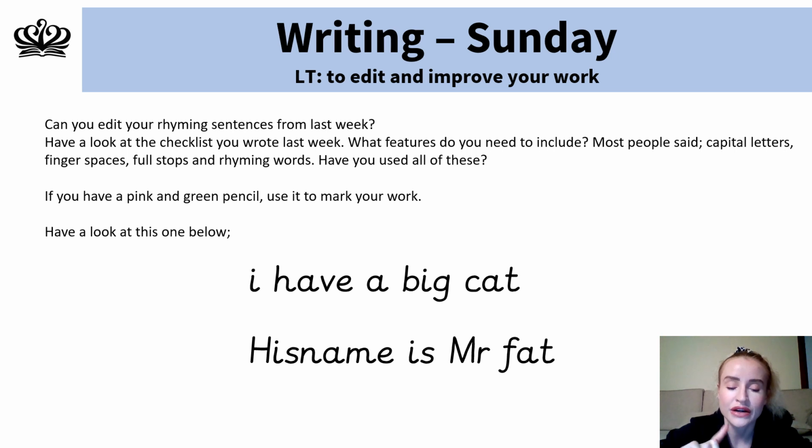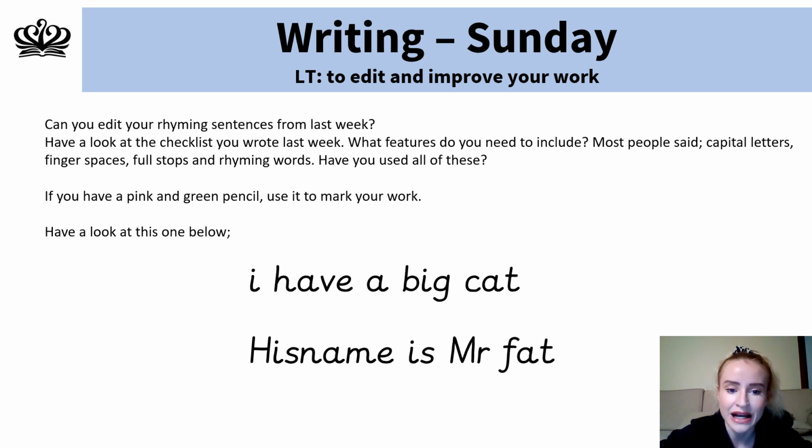So I'm going to read over these two sentences. I have a big cat. His name is Mr. Fat. I'm going to read over them and I'm going to think, what features have I used and what have I forgotten to use, and I'll mark them, and then you guys can go and do the same for your work. So I'm going to start off with pink pen, but I actually can't use pink. I'm going to use red, but you know we normally use pink to make you think and green for good. So pretend this is pink, but I'm actually just using red.